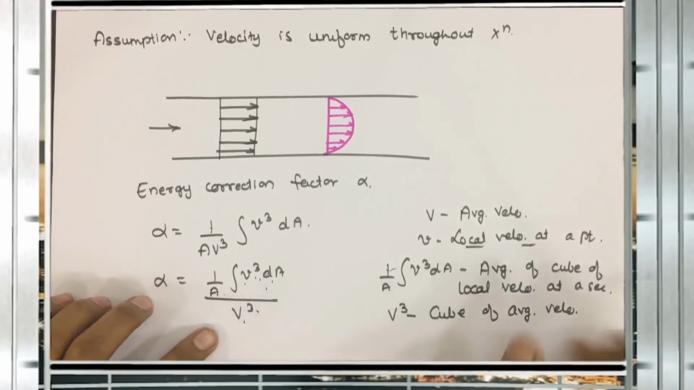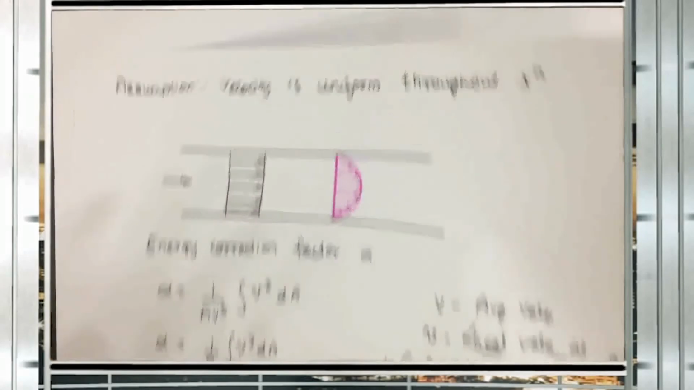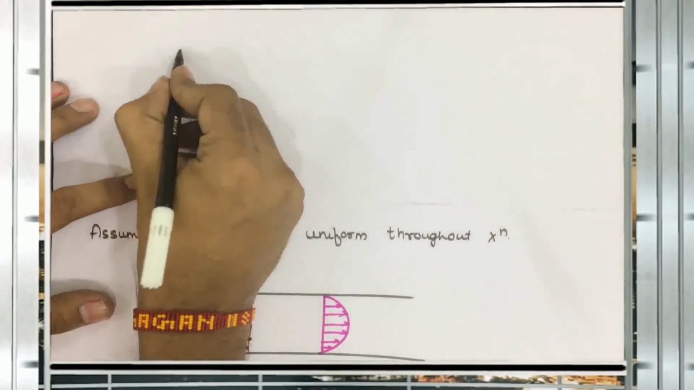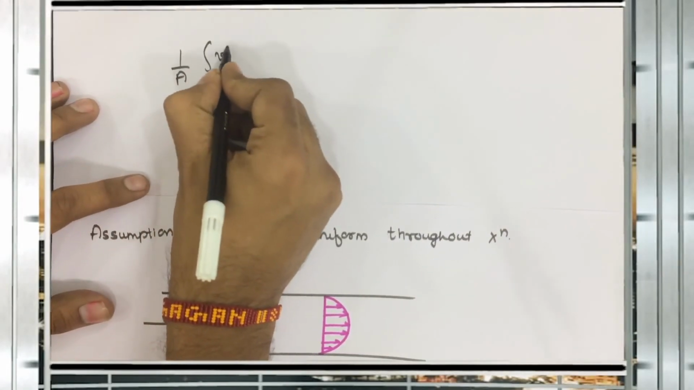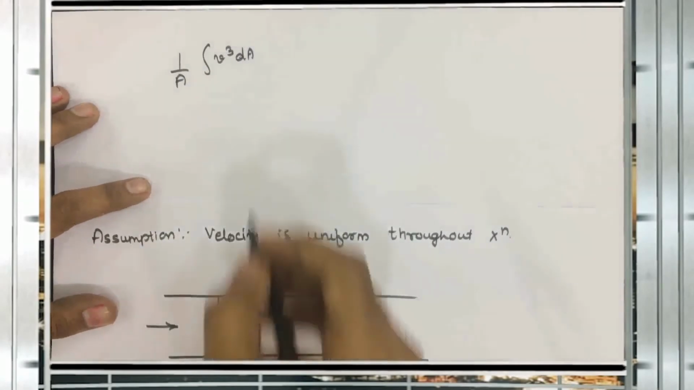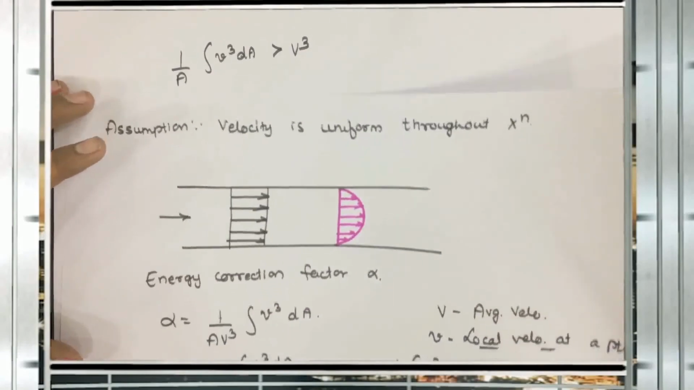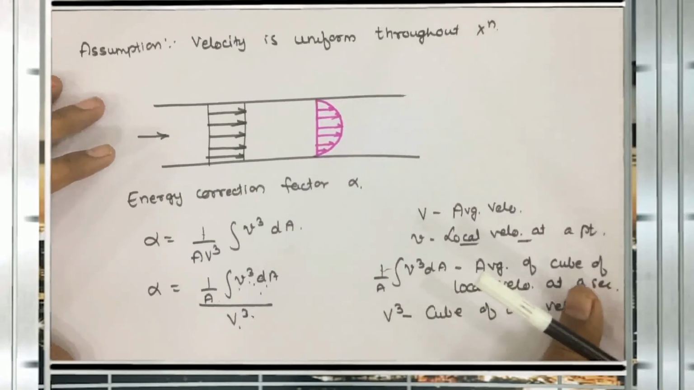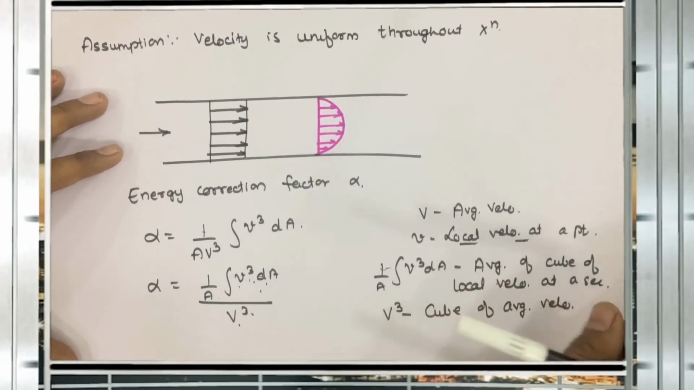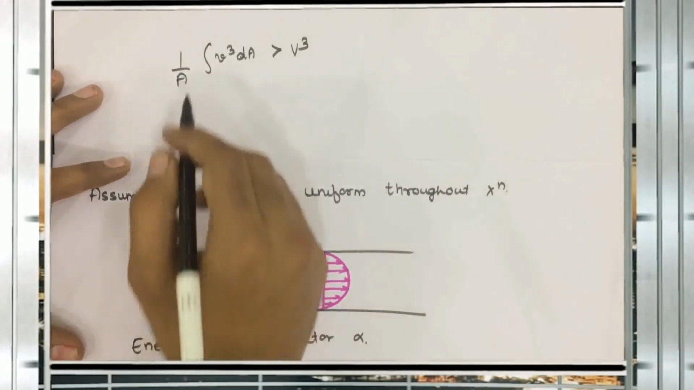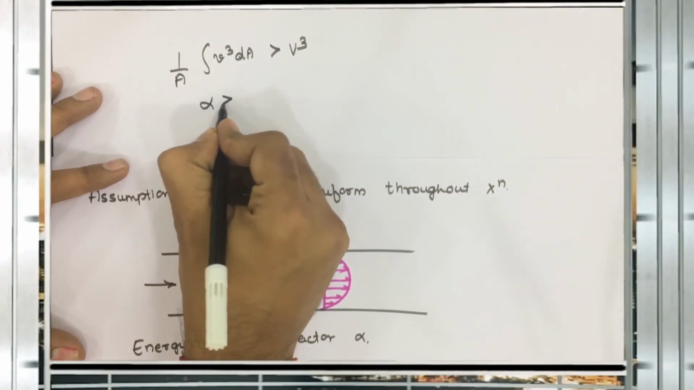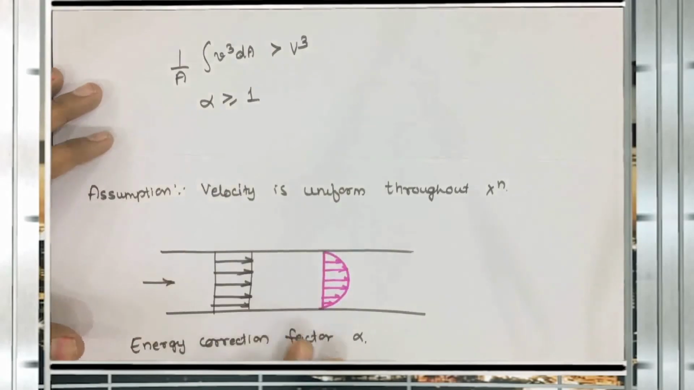Now what does this mean? This means that 1 by A integration of v cube dA will always be greater than V cube. Getting this? You can try for any number: the average of the cube is always greater than the cube of the average. That means this term is greater than this term, so this alpha is always greater than or equal to 1.